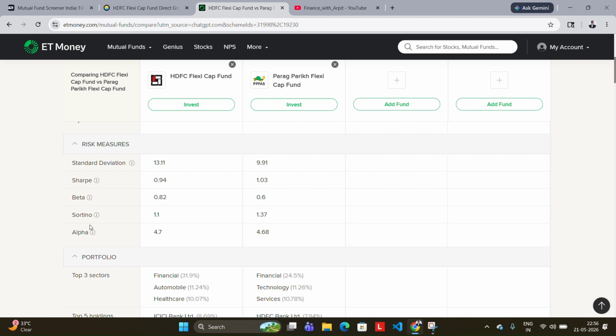And the second ratio is the Sortino number. What is the Sortino number? It measures the returns per unit of risk. That is, if the fund has taken risk whenever needed, how much return they have generated. So we can see that Parag Parikh Flexi Cap is a bit better in this ratio. It has generated a Sortino number of 1.4 compared to 1.1 for HDFC Flexi Cap.